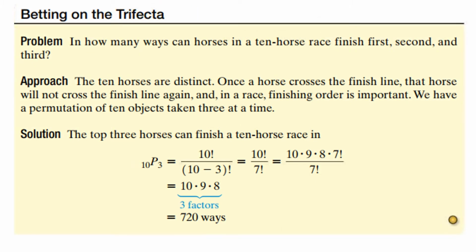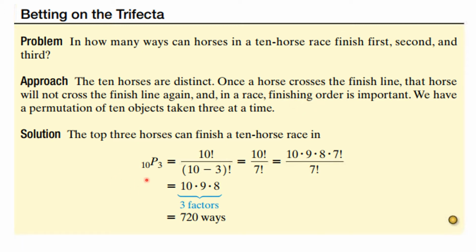But let's apply this now to betting on a trifecta. A trifecta means that you are specifying in your bet at the racetrack which horse you think will finish first, second, and third. And so the question here is, how many different ways can horses in a 10-horse race finish first, second, and third? Well, the 10 horses are distinct. Once a horse crosses the finish line, the horse cannot cross the finish line again, and so their order is distinct. And in a race, finishing order is important. You get more money if you win the race than if you finish second. So we have a permutation of 10 objects taken 3 at a time.